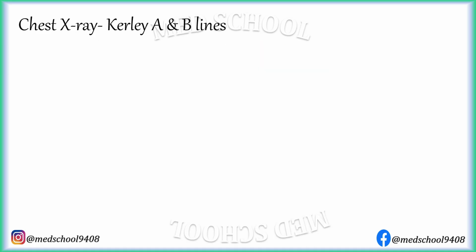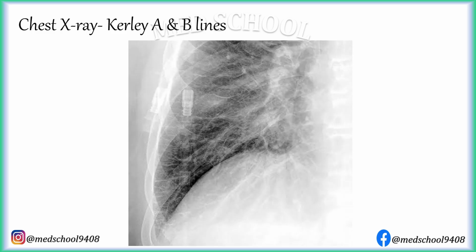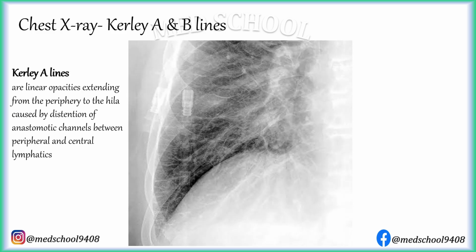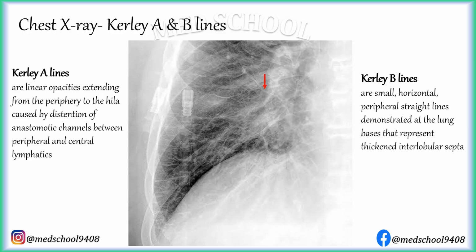You must be wondering how I can look for Kerley A and B lines even on closer look if I don't know what they are exactly. Don't worry, here is the explanation. On this closer look, Kerley A lines are the linear opacities extending from the periphery to the hila, caused by distension of anastomotic channels between peripheral and central lymphatics. Whereas Kerley B lines are small horizontal peripheral straight lines demonstrated at the lung bases that represent thickened interlobular septa.